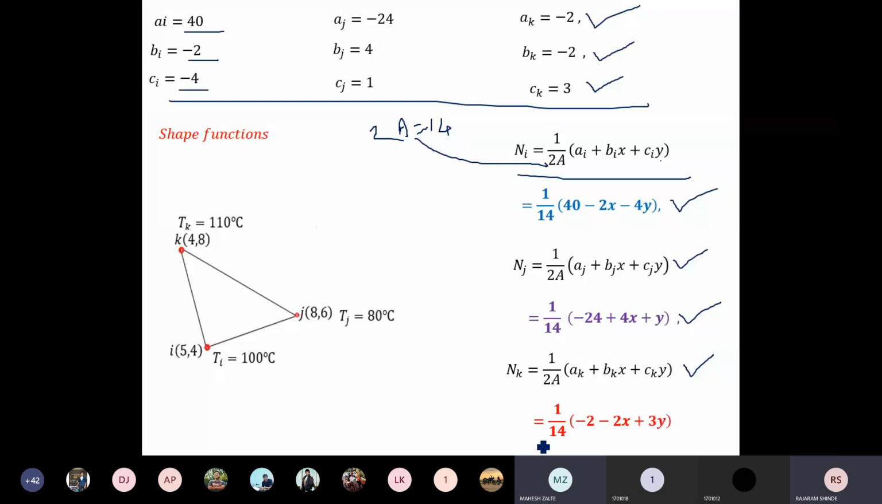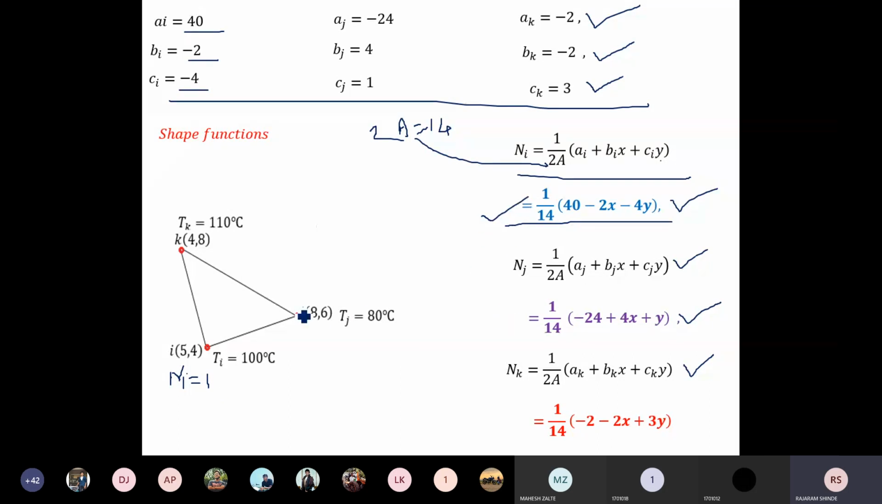Now, Mahesh, again you tell me how we can check the shape functions. Put the values of x and y for the coordinates of the nodes. Okay. Now see here. First I will check the Ni. For Ni, if I put x is equal to 5 and y is equal to 4, how much value will I get? Ni at this location, what value will I get? Is it 1? Yes, it is 1. Means your first shape function is correct.